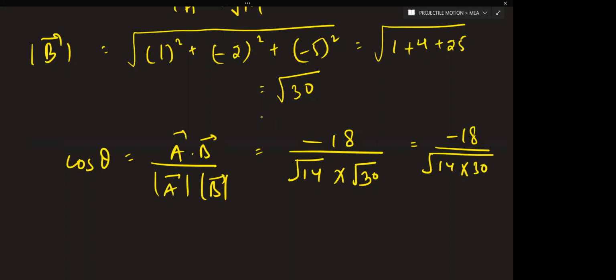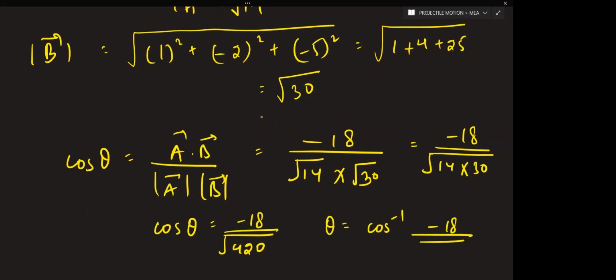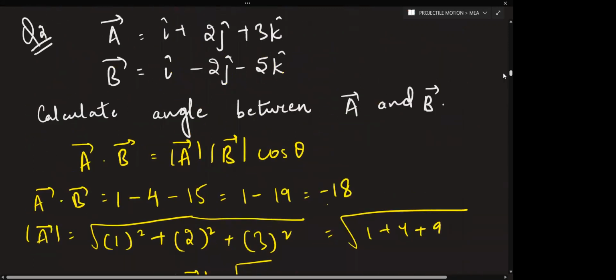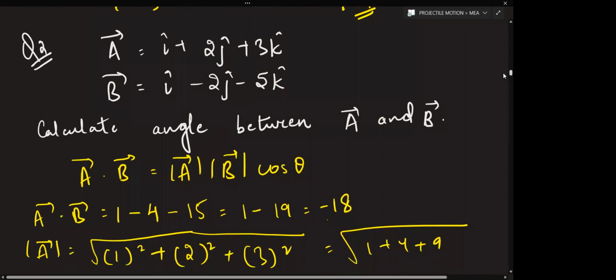Let's even write it. 14 into 30 will be what? 4, 2, right? 4, 2. So that is 420. It will be 420. So 420 has no perfect root. It should be around 20 something, because 400 is 20 squared. So let's leave it in root only. Minus 18 divided by under root 420. So theta will be equal to what? Cos inverse of minus 18 by under root 420. Calculated the angle also. So this type of question also comes to find the angle. All right, note it down and text me when you have written it down, then I'll stop the class.